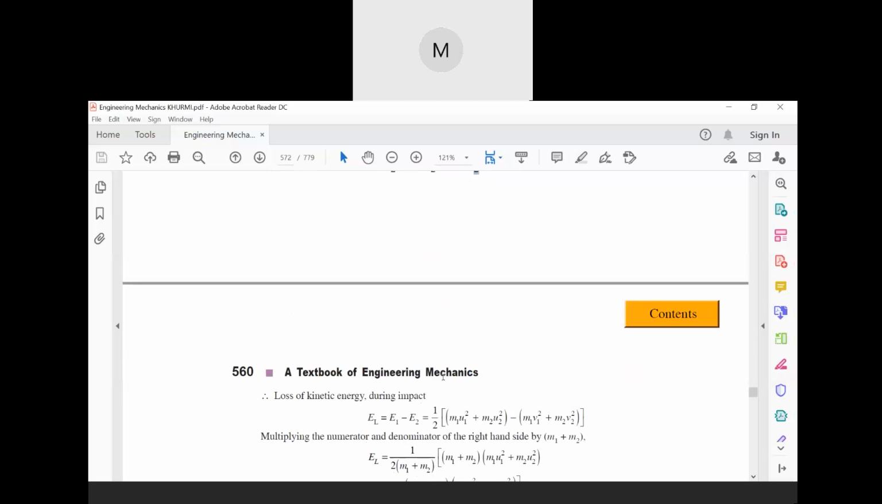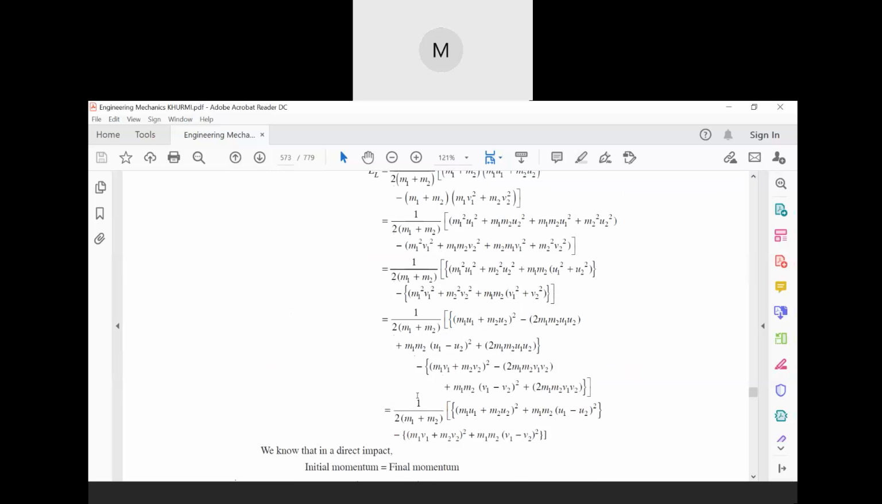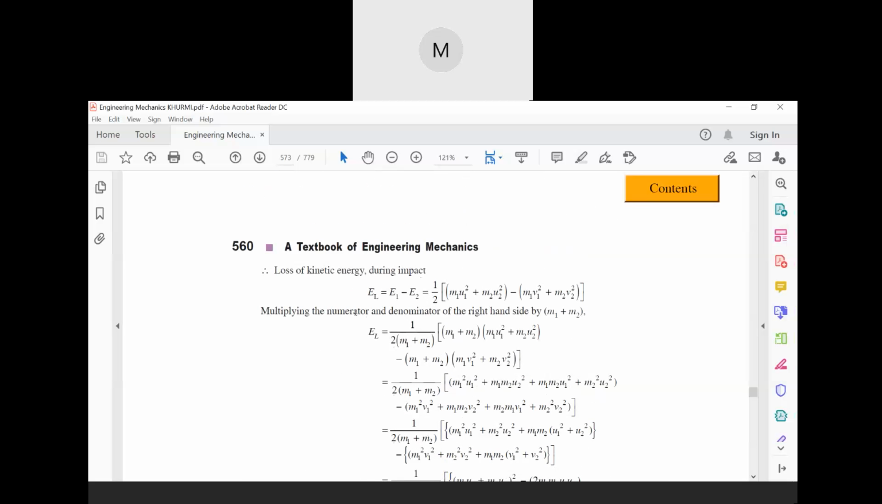Now look, as per the definition, there will be a loss in kinetic energy. This loss in kinetic energy will be written in this manner: E1 minus E2. E1 minus E2 means the difference between the kinetic energies. So it will be half m1 u1 square plus half m2 u2 square minus half m1 v1 square minus half m2 v2 square. So it will be just the difference.